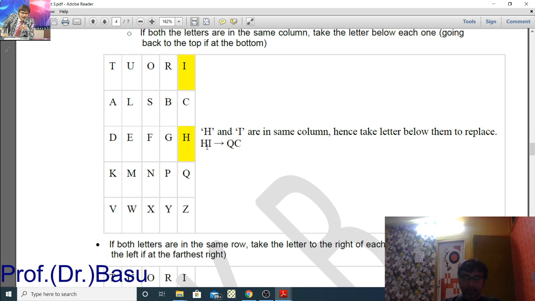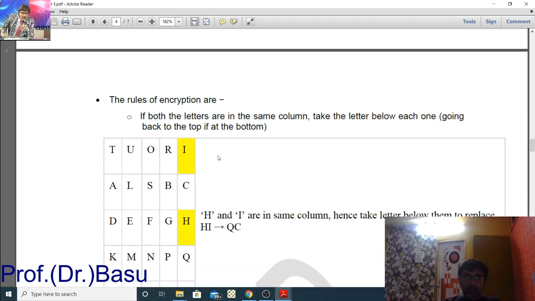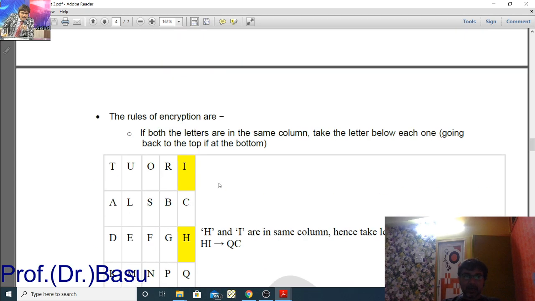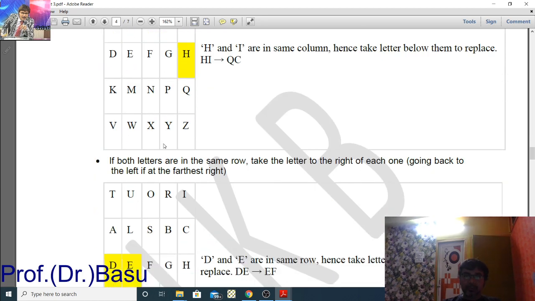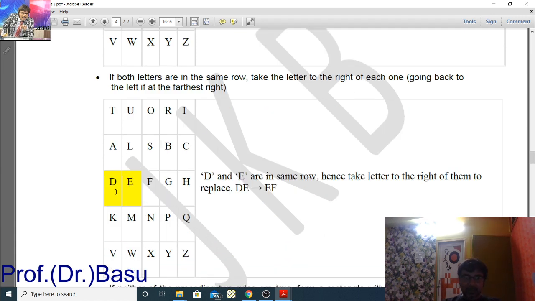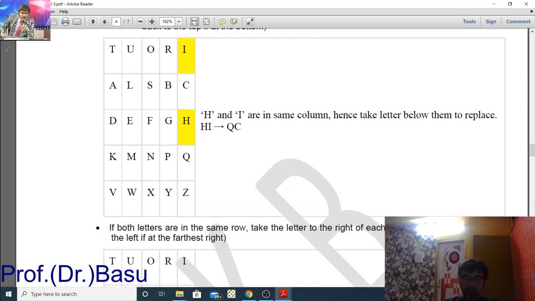So this way HI will be replaced by Q and C. Then the next is DE. How do we replace it? We first have to see where these pairs are placed in the key table. DE: this rule will be applied if both letters are in the same row. Here, both letters are in the same column.